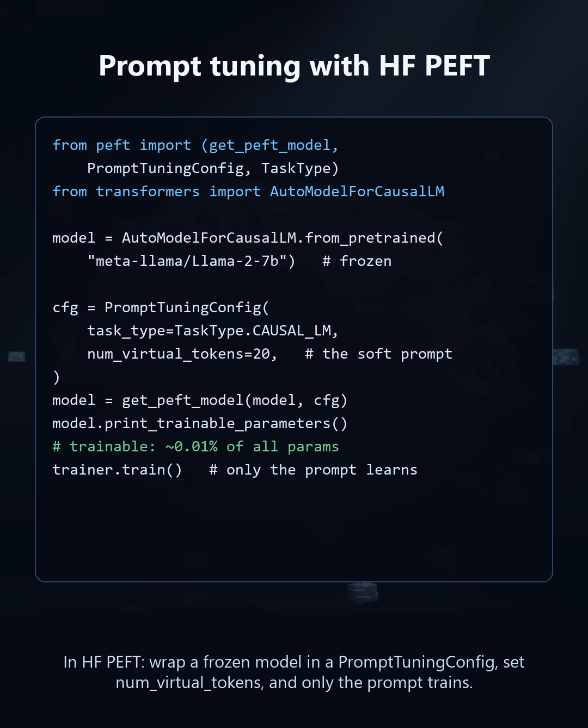In code, the Hugging Face PEFT library makes this easy. You wrap your frozen base model with a prompt tuning config, choosing how many virtual tokens to learn. You then train as usual, but only the soft prompt is trainable. When you save, you save just those few vectors, often only kilobytes, instead of a multi-gigabyte model copy. Prefix tuning and p-tuning have their own configs.